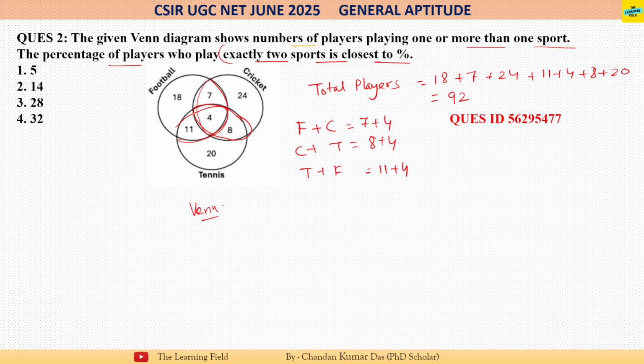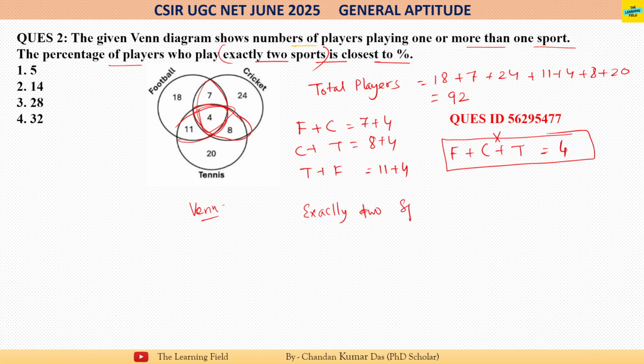But this 4 means football plus tennis plus cricket. This 4 is equal to 4 persons who play all three sports. So this 4 is not included in our exactly two sports. So the number of players who play exactly two sports is equal to 11 plus 7 plus 8, which is equal to 26.